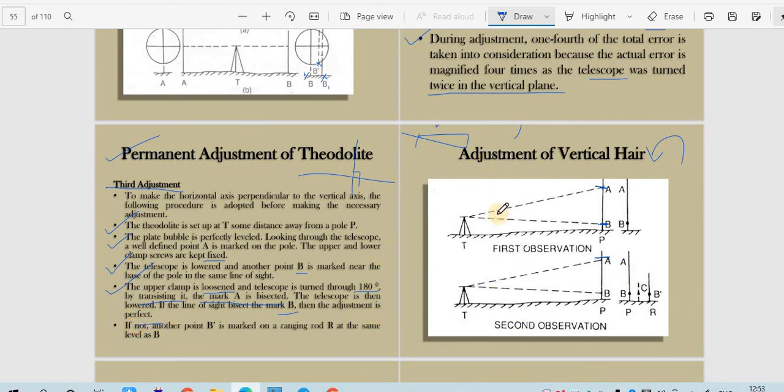So what you are doing, you are basically checking: firstly you mark point A on the pole, then by lowering your telescope you mark the point B, then you turn the telescope by 180 degrees, and again you mark A and B. It should exactly match at B. If it is matching at B, that means your instrument is perfect. If it is not, then you will have to perform adjustment.